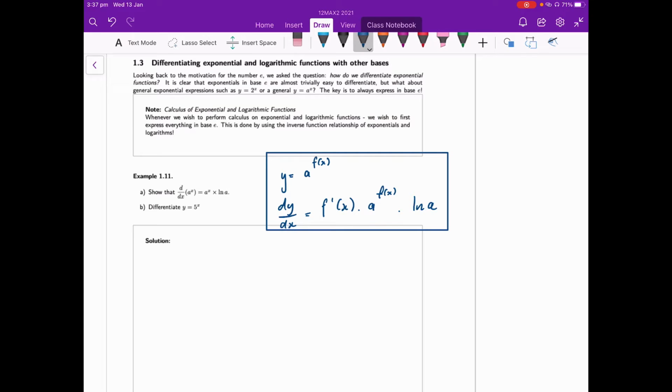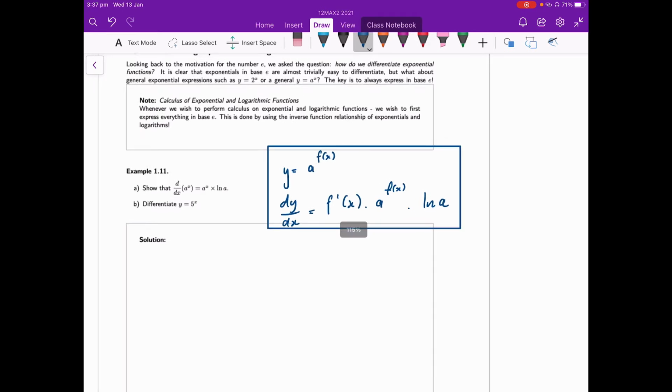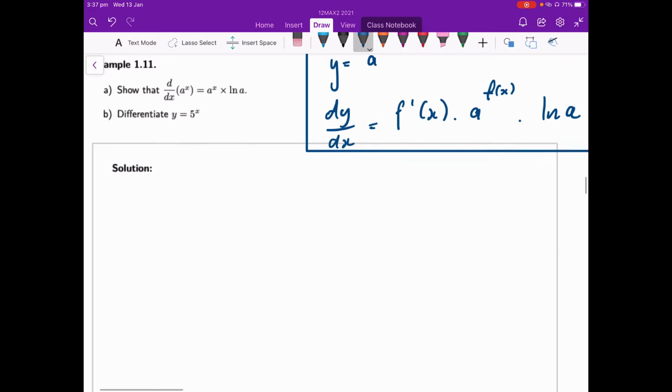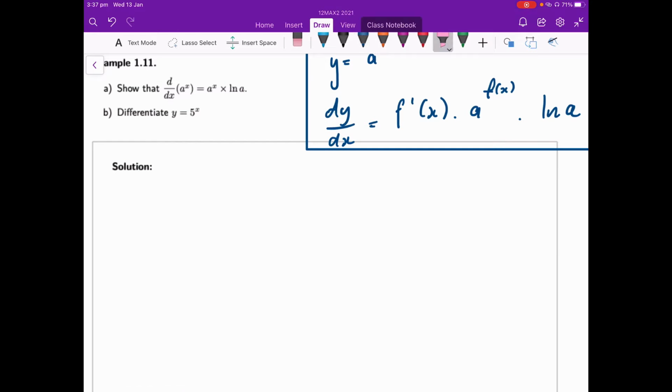Hello, today we're going to have a look at differentiating exponential and logarithmic functions with bases other than e. So here we're going to firstly prove this fundamental result: when we differentiate an exponential a to the power of x, we get a to the power of x multiplied by log to the base e of whatever the actual base was.